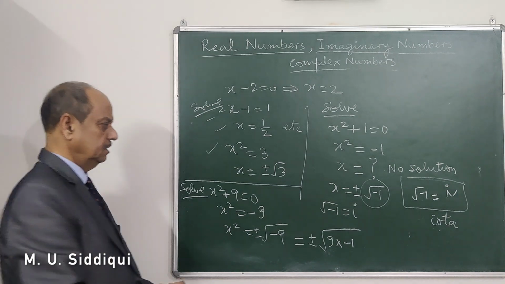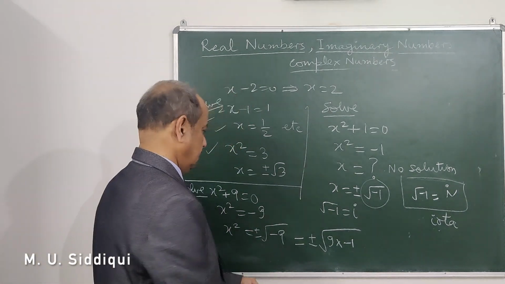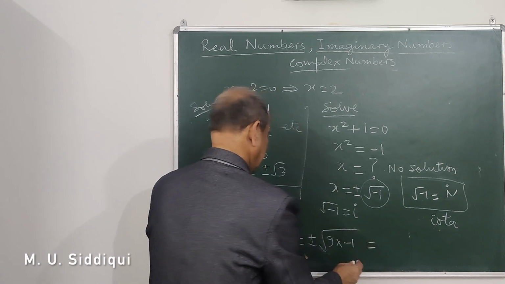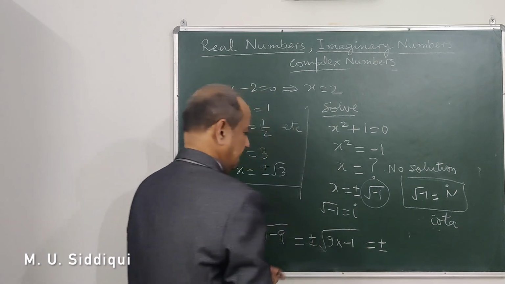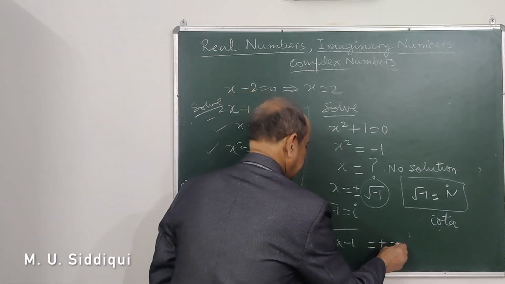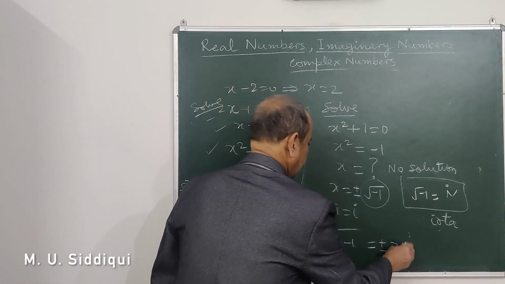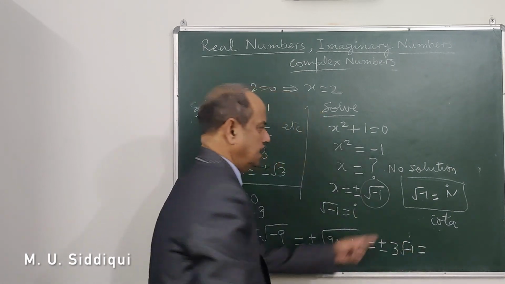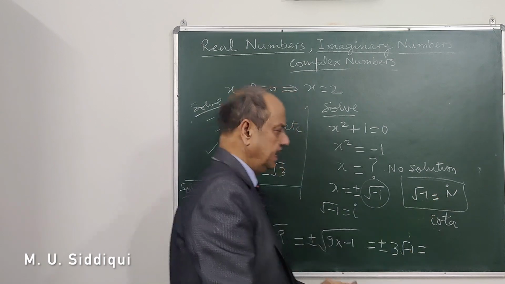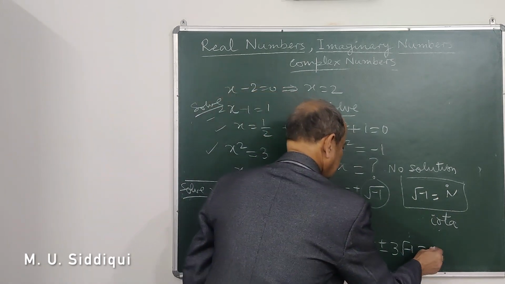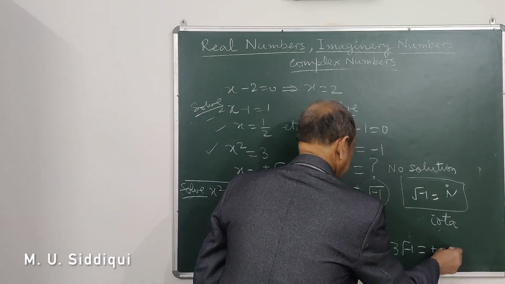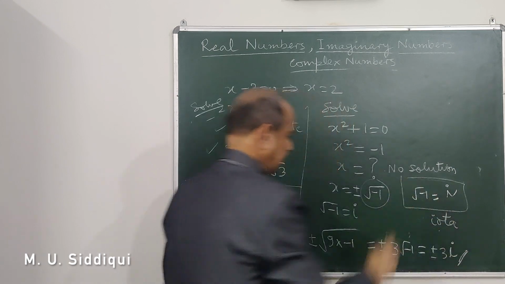And therefore, let me write it here. This is denoted, written as plus or minus root of 9, which could be written as 3, and root of minus 1, and we have said root of minus 1 will be denoted by iota or i. So, therefore, the answer will come to be plus minus 3 iota or 3i.